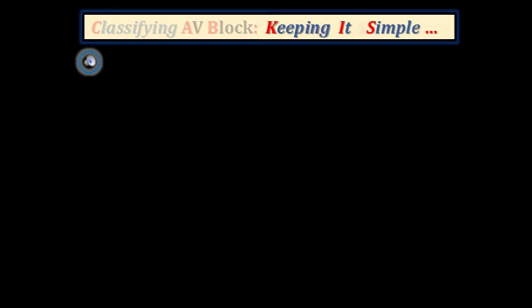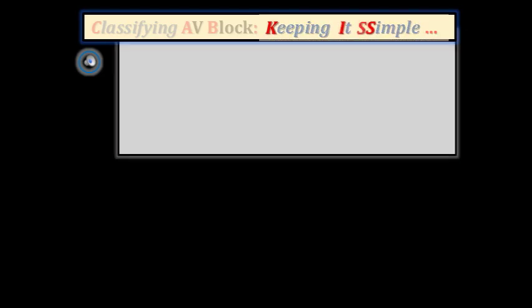What then happens with AV block? We classify the AV blocks by degree, of which there are 3. We like to keep classification of the AV blocks simple, which we do by the keeping it simple or KISS method. It goes like this.